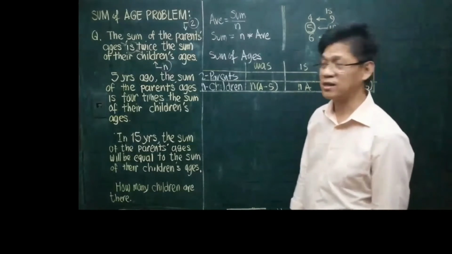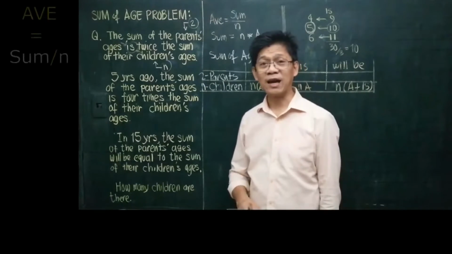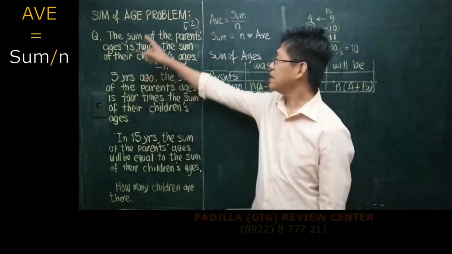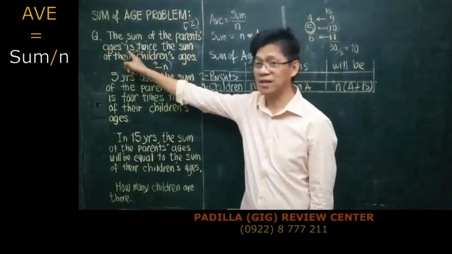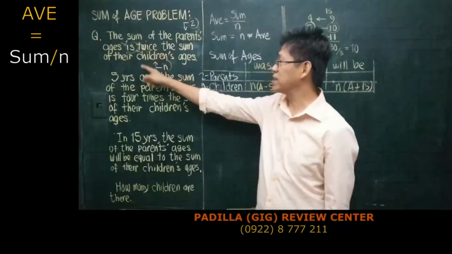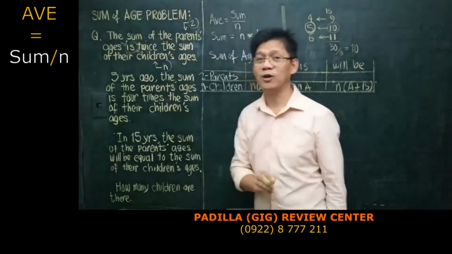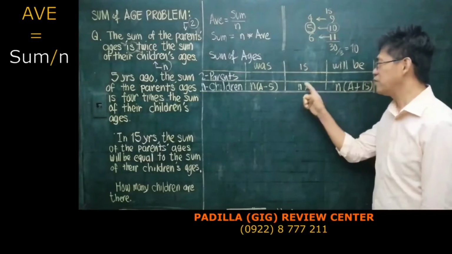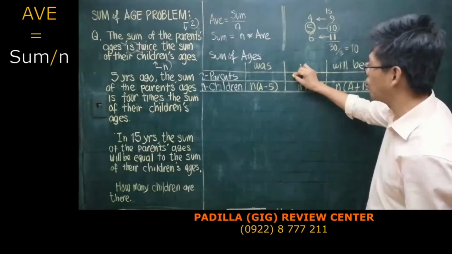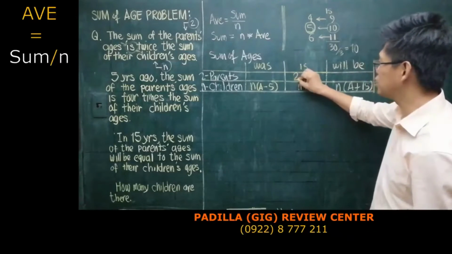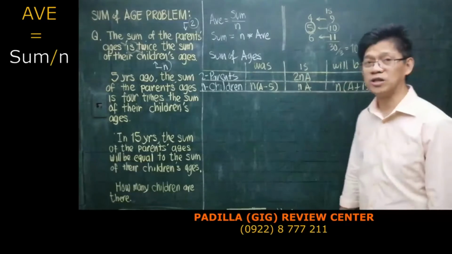Let us interpret the statements of the problem paragraph by paragraph. The sum of parents' ages, meaning at present, is twice the sum of their children's ages, understood to be also at present. If this is the sum of children's ages at present, the sum of parents' ages is twice that of their children. So this is 2nA.